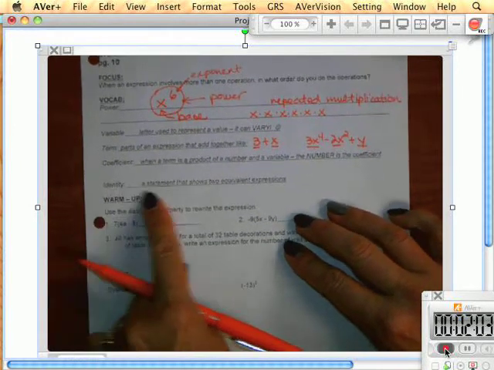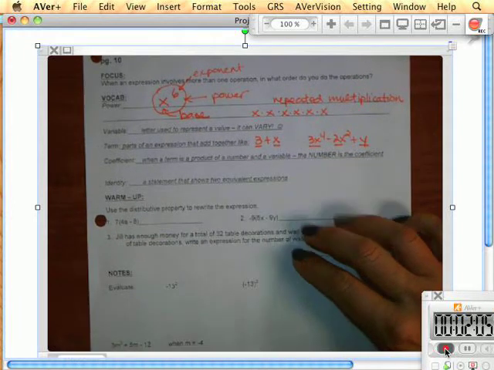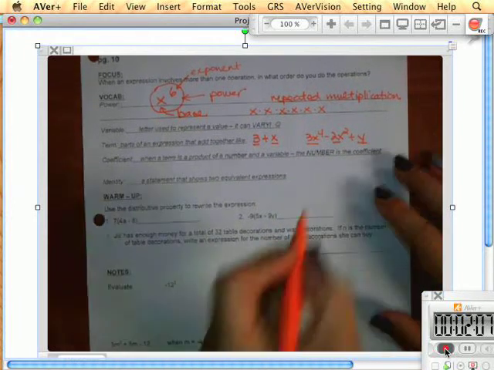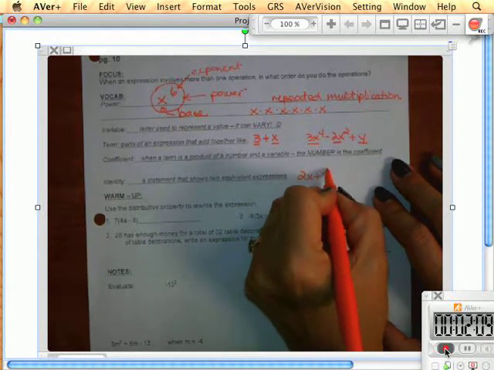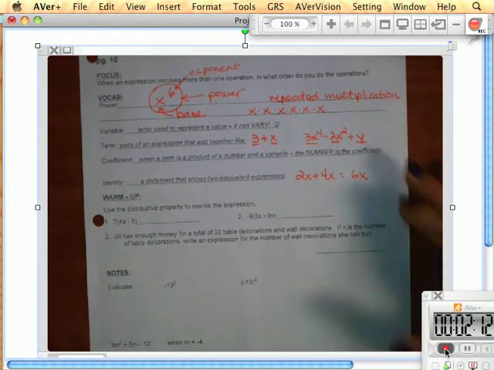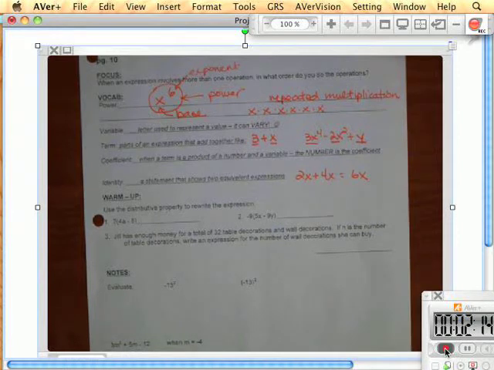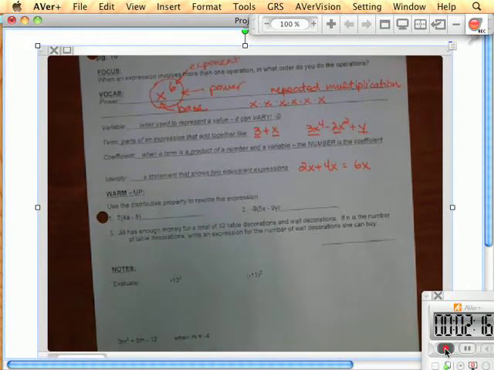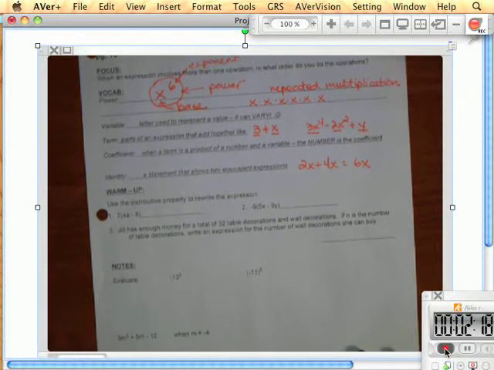Identity is a statement that shows two equivalent expressions. So we could have something like this. That's an identity. This expression is equal to that expression. Okay. Don't worry too much about that word.